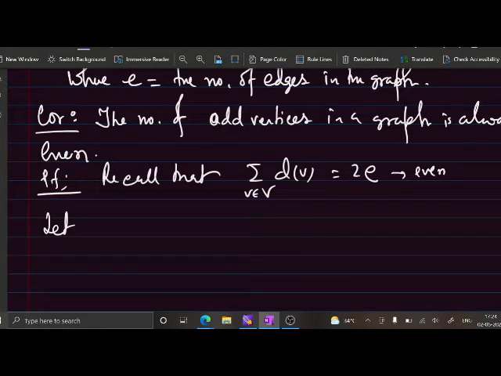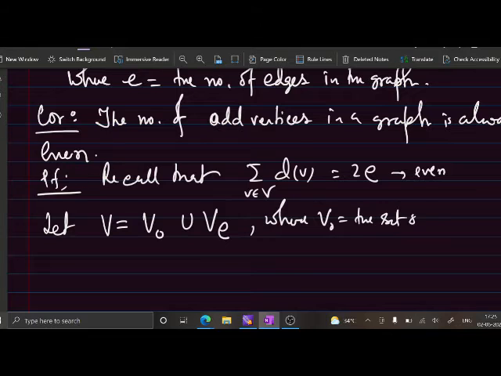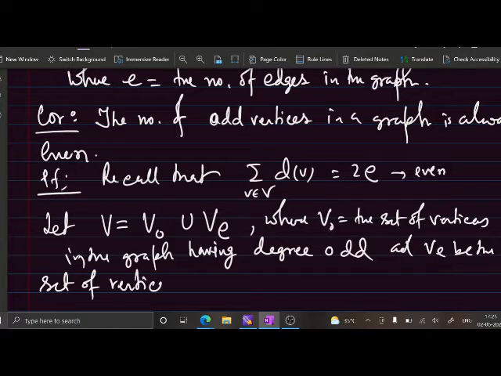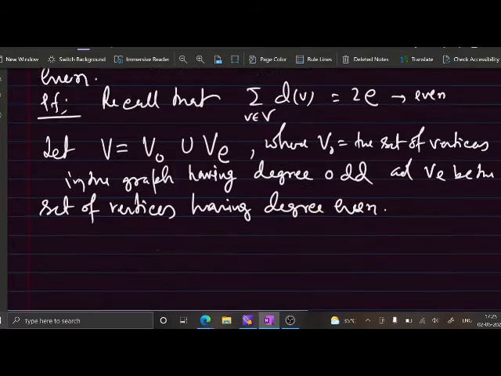And now, if you partition the set of all vertices into two disjoint sets, one is V_O and another one is V_E, where V_O means the set of vertices in the graph having odd degree, and V_E is the set of vertices having even degree.